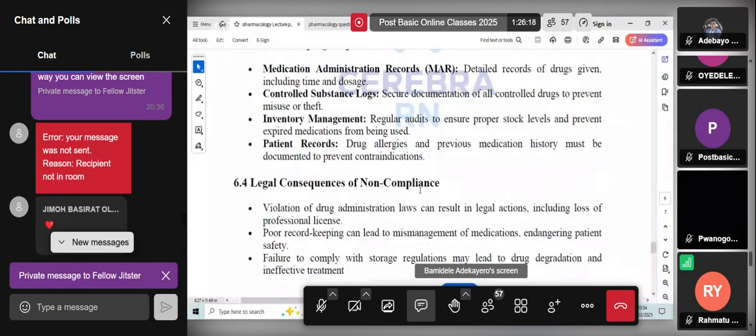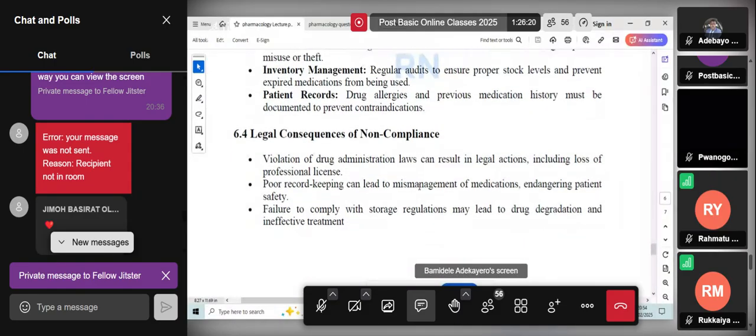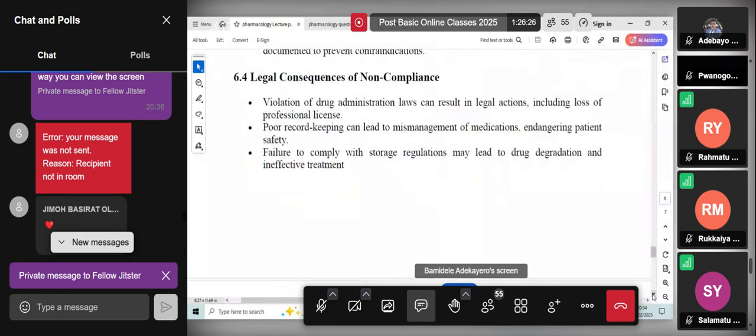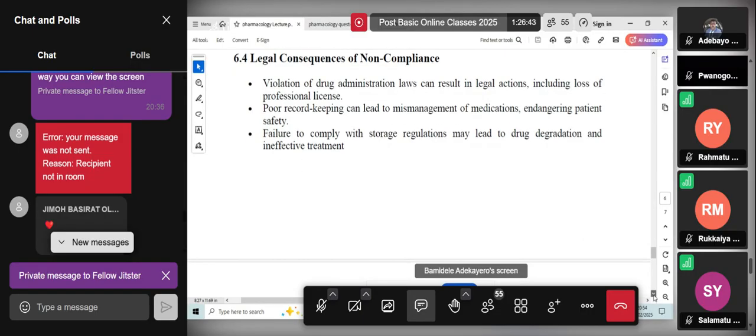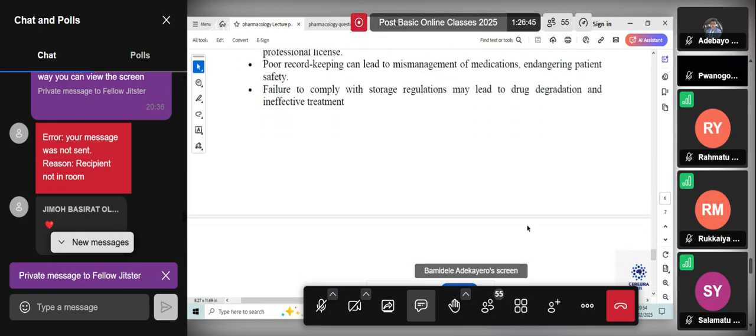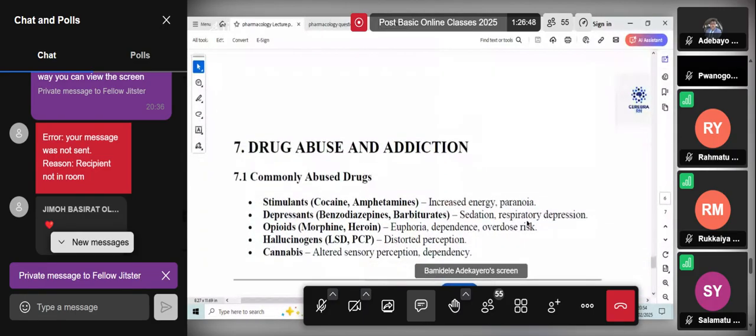So when you do not follow the rules, this is the legal consequence of non-compliance. When you do not do what you're supposed to do as a nurse, you do not look at the five rights of medication, you are exposing yourself to legal issues. You can be sued as a person, you can be dismissed from your job, you are putting your patient at risk, okay, and you are making the profession look bad. So it is very important that we as nurses do the right thing.